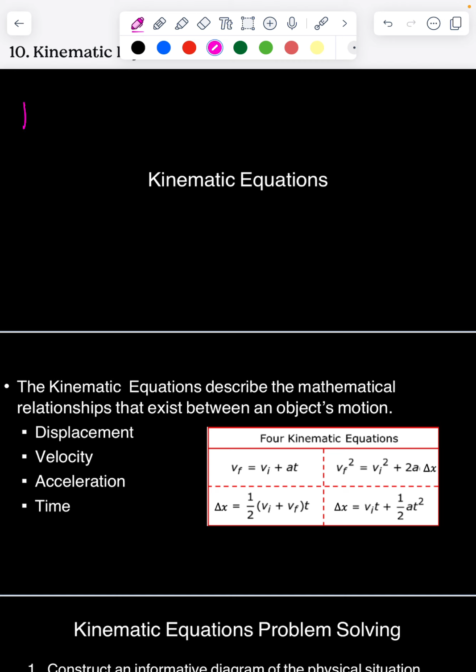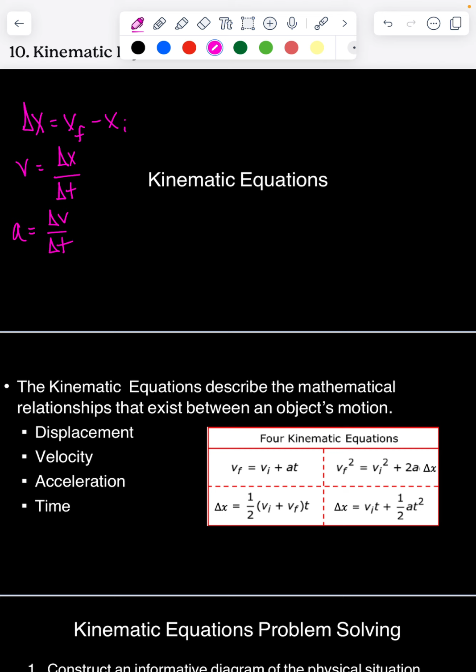We have our displacement equation, which is just our final position minus our initial position. We have our average velocity equation, which is that displacement over our time interval. And then we have our average acceleration, which is our change in velocity over that time interval.